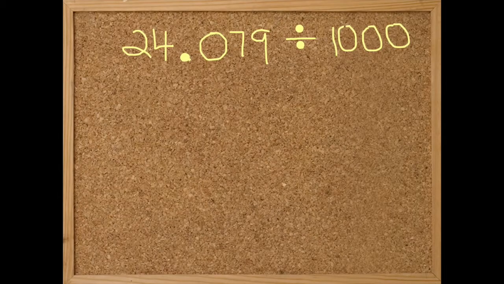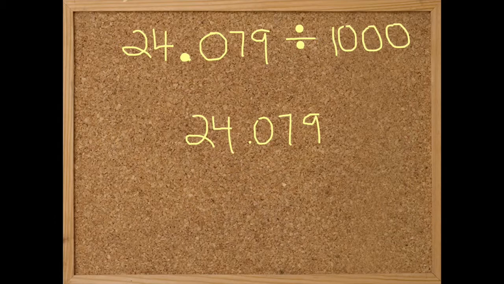We're going to divide 24.079 by 1,000, remembering to take note of how many zeros in our power of 10. We have 3 zeros there, so as we write out our number 24.079, and we get ourselves ready to divide this. We all will just move the decimal to the left by how many zeros we have.